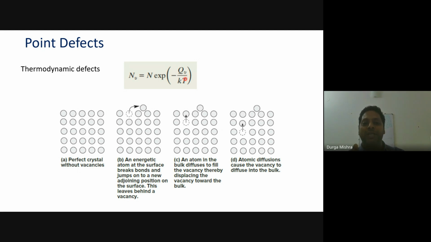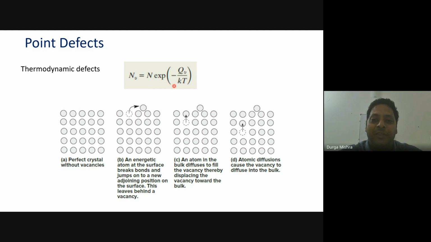If you are at a particular temperature, this temperature can provide a thermal motion or thermal energy. That thermal energy you normally write as kT, where k is the Boltzmann constant and T is the temperature. Now if this thermal energy is enough or more than the activation energy, or it can overcome this Q_V, then you create a vacancy. So this is an exponential dependence, as you can see.